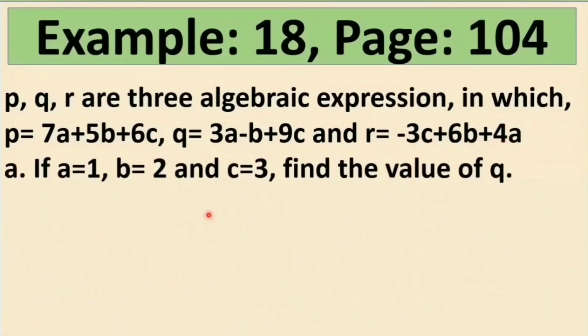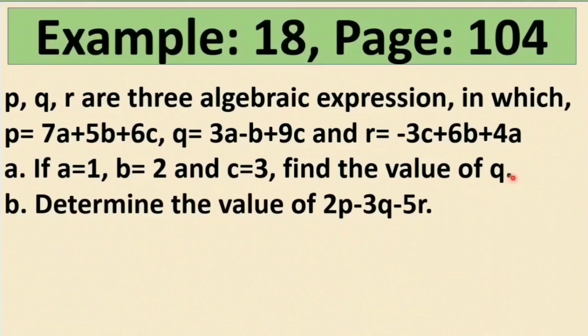In A, you are asked that if a is equal to 1, b is equal to 2, and c is equal to 3, then you have to find the value of Q. In B, the question is you have to determine the value of 2P minus 3Q minus 5R. From here, see, you are given the values of P, Q, and R.